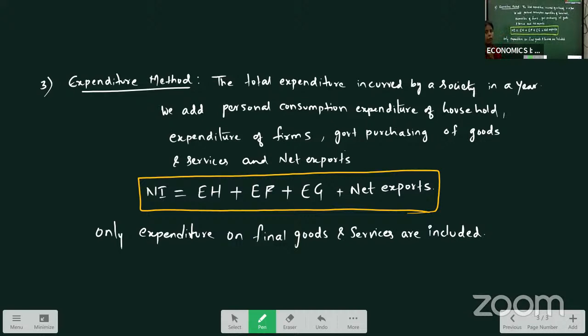Compulsory question for 10 marks. Methods to calculate national income. Next one. Your 10 marks question is completed. Now let us do your 5 marks question. What is your 5 marks question?